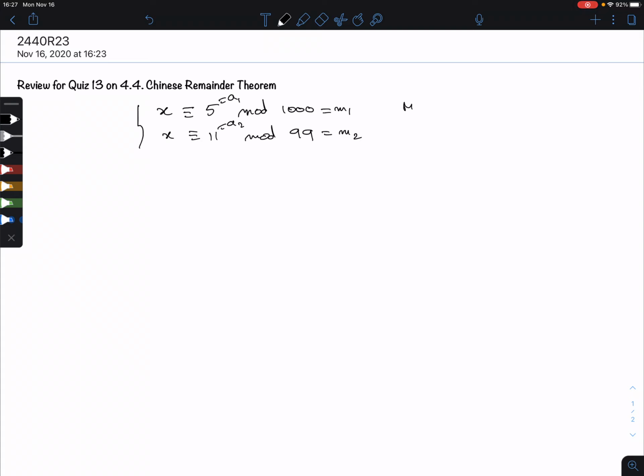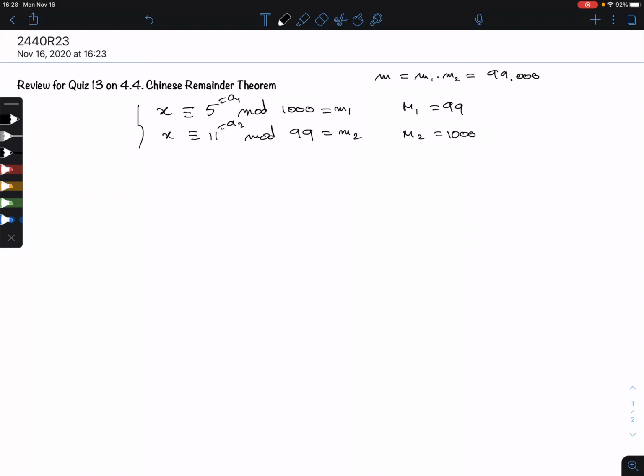We need little m. That's the product of the moduli, M1 times M2. So in this case, that is 99,000. Okay? And then capital M1 is the product of all the remaining ones. That's the simplest way of saying it. And that means, therefore, it is 99. And M2 is the product of all the remaining ones, that means 1,000. So for M2, it's actually just the other guy.